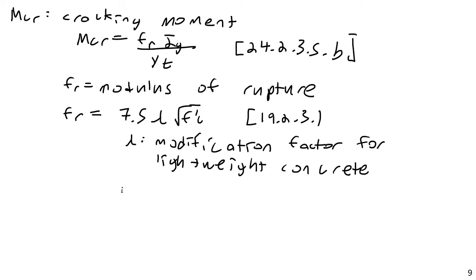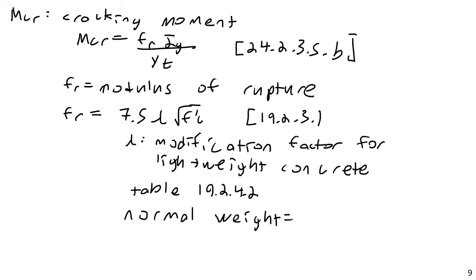It's actually described in a table, Table 19.2.4.2. And there are different cases depending on this, but if you have normal weight concrete, lambda is just 1.0. So in most cases, if we're dealing with normal weight concrete, as we do most of the time, lambda is just 1.0. But if you're dealing with any kind of atypical, unusual concrete, then you'll need to do a little bit extra work.